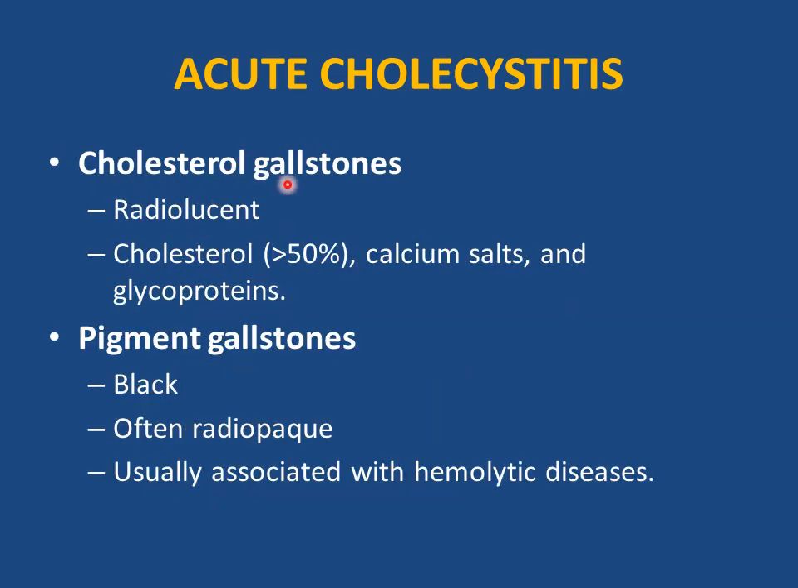Two common types of gallstones: the cholesterol stone and the pigment gallstones. Cholesterol stone is radiolucent. It has cholesterol, calcium salts, and glycoprotein. The pigment gallstone is black, often radiopaque, usually associated with hemolytic diseases.